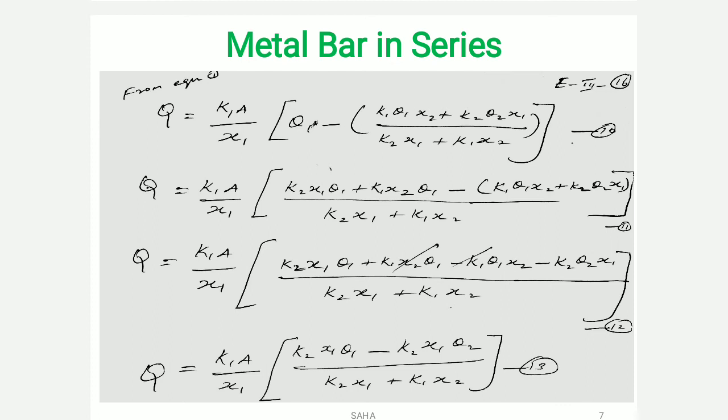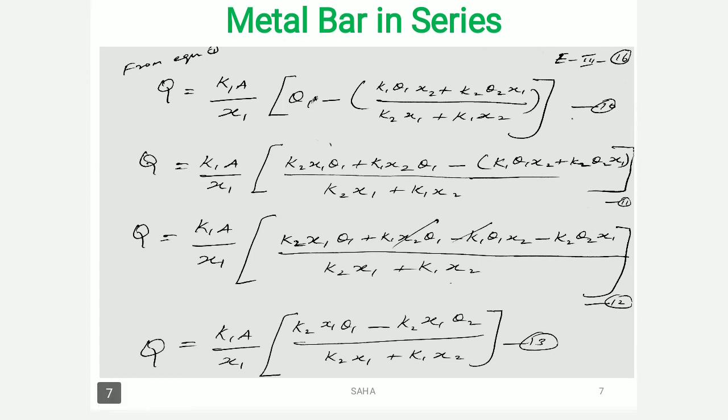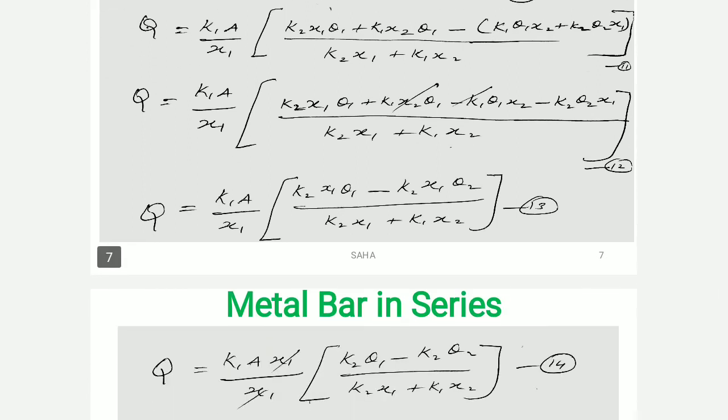Next, in equation number 11, the minus is common for the bracket value. Then I am going to move the minus inside. If you move it inside, everything inside the bracket that was plus will change to minus form in equation number 12. So in equation number 12, two values are plus and minus, both values are the same but the symbol is different, so they will be cancelled. Then we can get equation number 13. Q is equal to K1 A divided by x1 into k2 x1 theta 1 minus k2 x1 theta 2 divided by k2 x1 plus k1 x2, that is equation number 13.